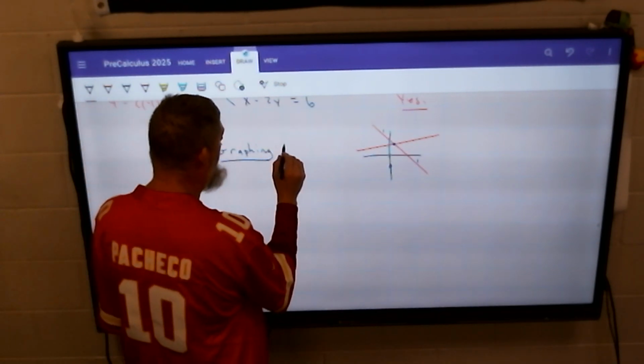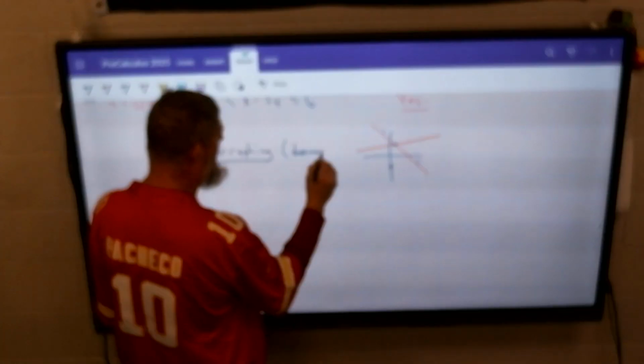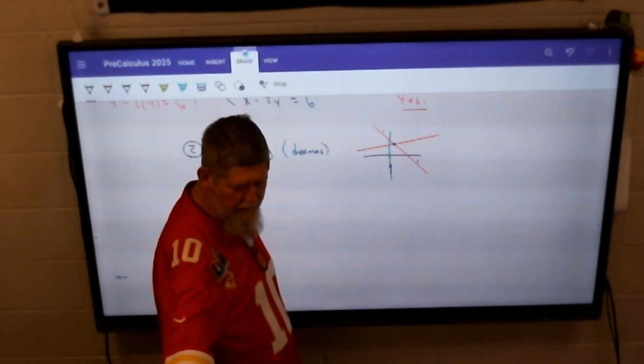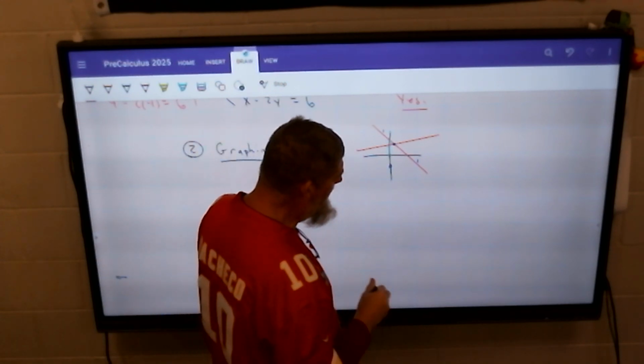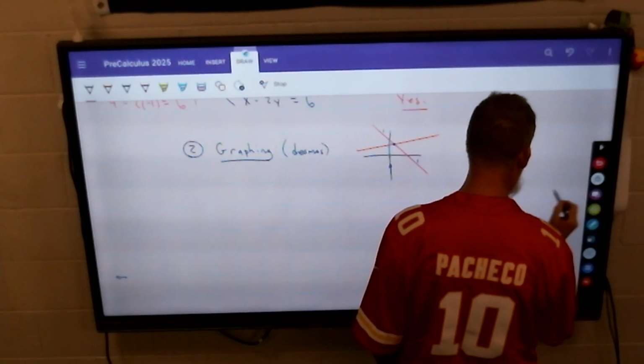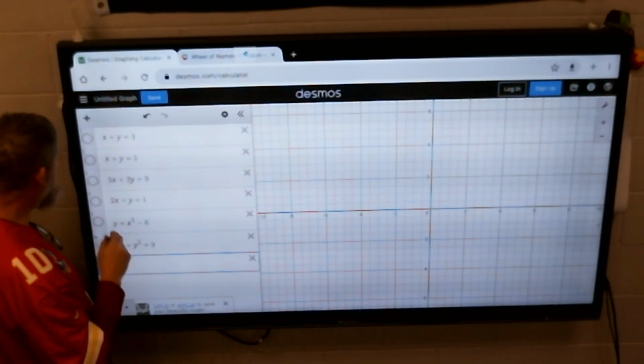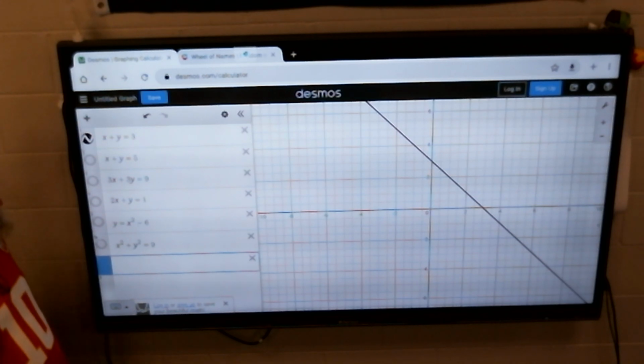So when graphing, we're going to use either Desmos, or you can actually use the graphers in front of you, the yellow graphers. We can show you how to do those. But let's look at Desmos here real quick, just to give you an example of what they look like. I've got several examples in here. So let's say we have x plus y equals 3. There's my line. What if I give you another one, x plus y equals 5?